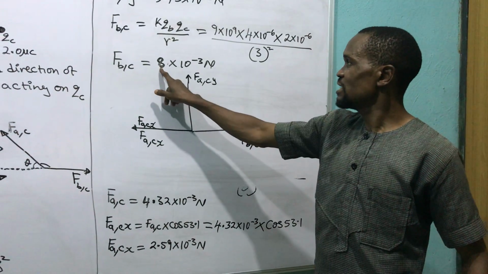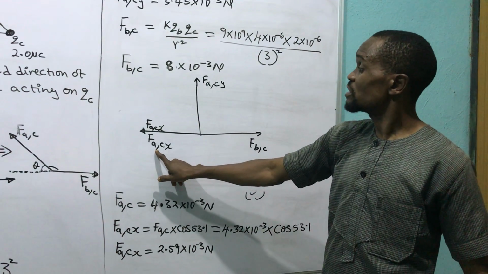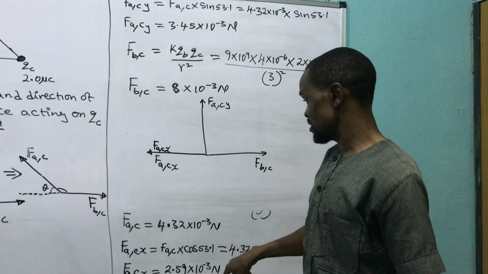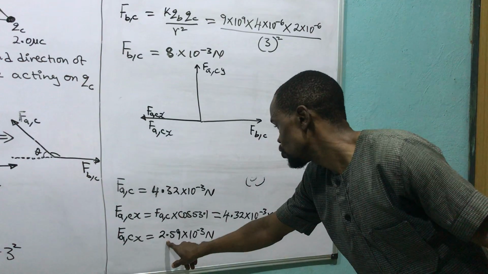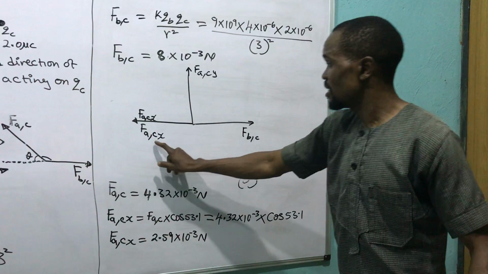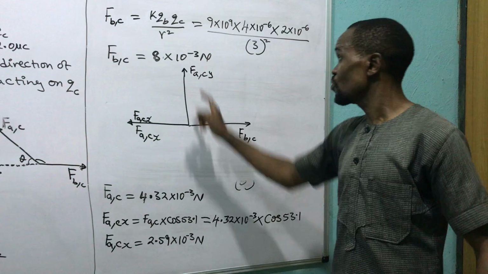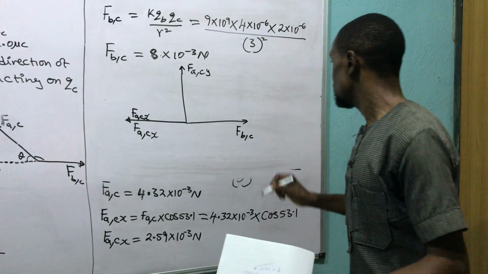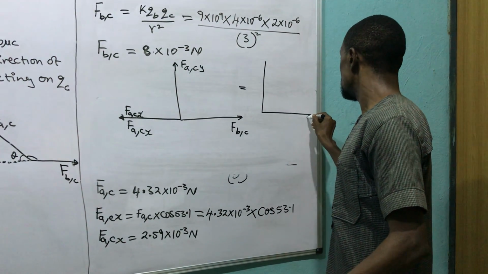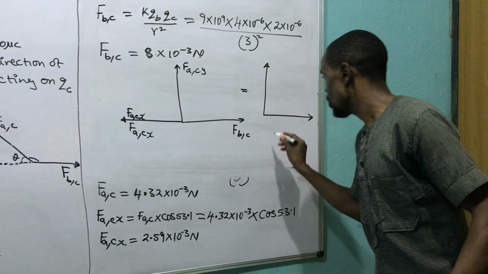I look for this one, 8 point something times 10 raised to power minus 3. Let's also look for FAC. Look at this, FAC, where is it? Look at it here. We'll see that it is 2.59 times 10 raised to power minus 3. That's for this one here. And you see that this is less than this one. This one is greater than this. So we use this to subtract. Then this implies that our force will be this way, Fx. And how do we get it? You will say this minus this. What do you mean? I said what?